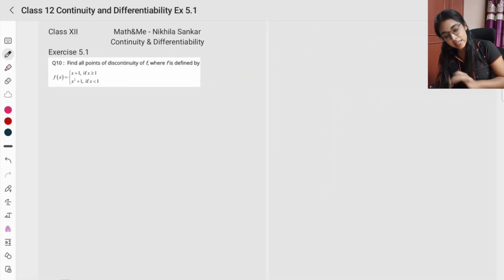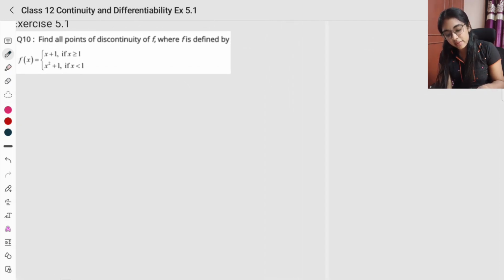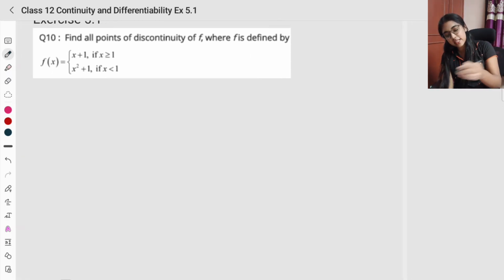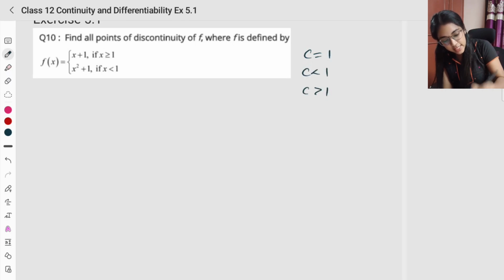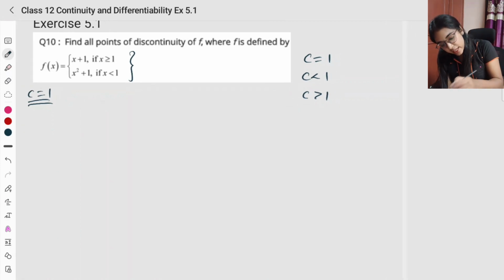Okay. Now moving on to question number 10. You need to find the point of discontinuity for the given function. Okay. So now f of x is given. What is my first case? You have to look for three different conditions, correct? When c is equal to 1, c less than 1 and c greater than 1. You have to look for three different conditions. If c equal to 1, you have two different conditions here, correct? You need to check both the left hand limit and the right hand limit.